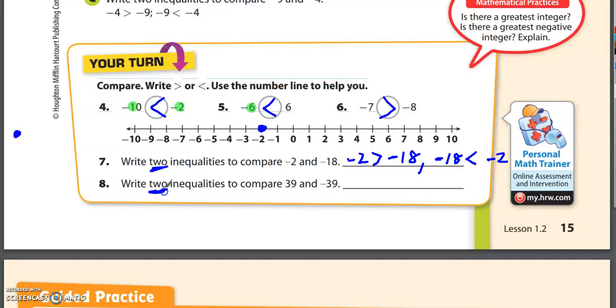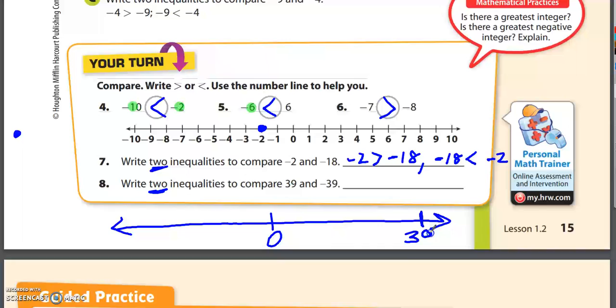And again, for number 8, write two inequalities to compare 39 and negative 39. So if I have a number line and I put 0 in the middle, positive 39 would be way off to the right, and negative 39 would be way off to the left. Positive 39 is greater, it's to the right, so we would say 39 is greater than negative 39. And our second answer, we're just inverting the numbers, negative 39 is less than positive 39. I know that's just a little bit messy, but hopefully the instruction is clear.